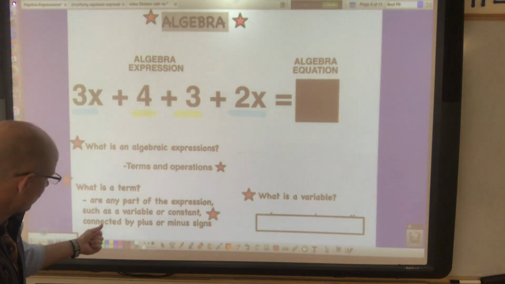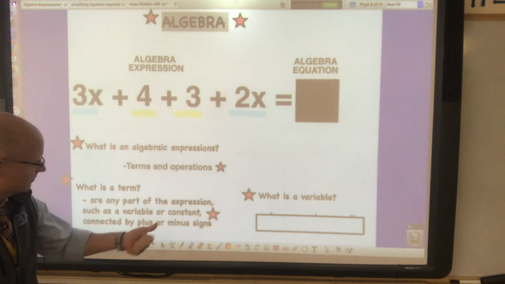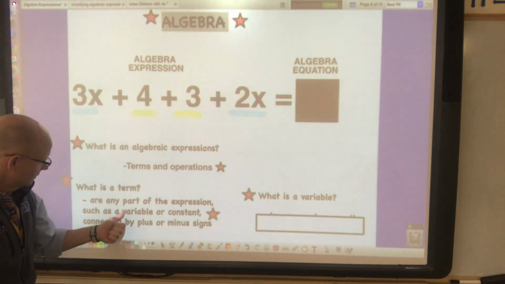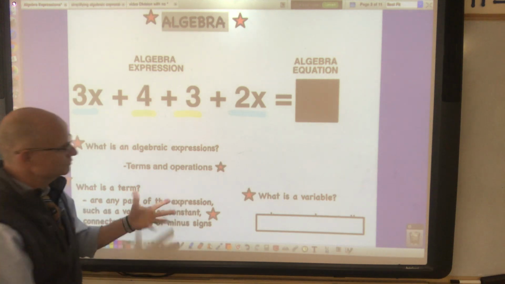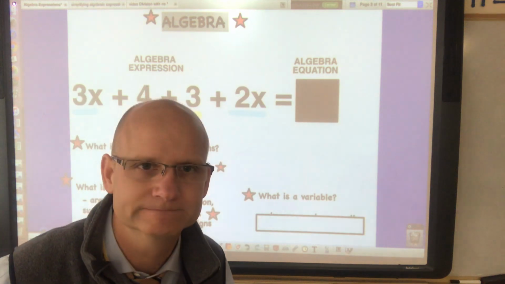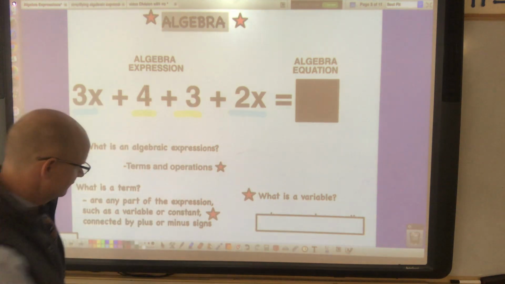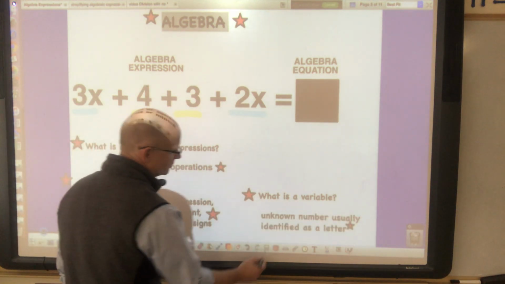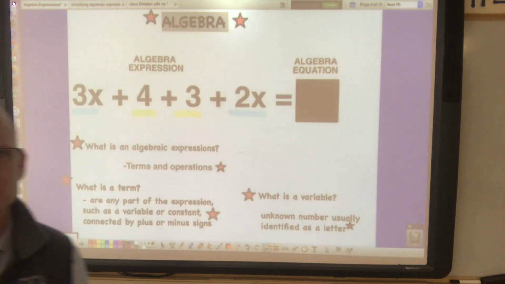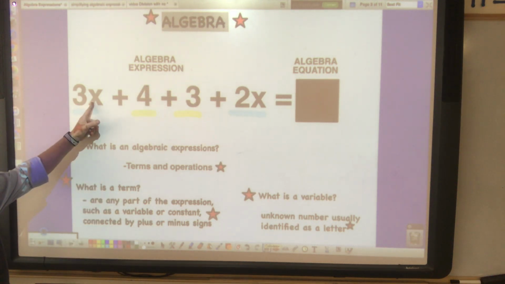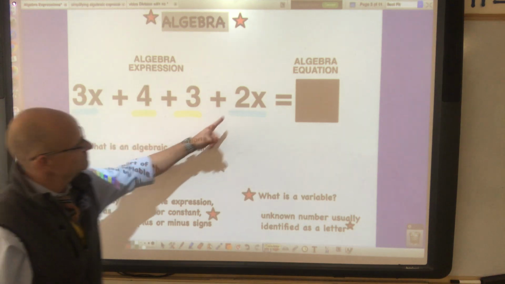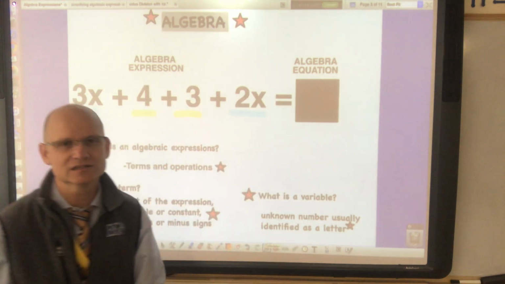Now they use some more words here that we probably are unfamiliar with. It says connected by a variable. Well, what is a variable? I think most of you know a variable is just an unknown number, and it's usually identified by a letter. So this says 3 times what number? And this says 2 times what number? The x means a number.